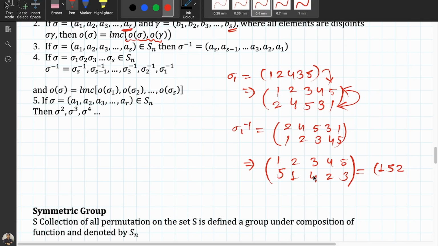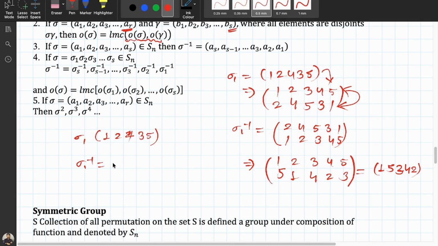wait, 1 goes to 5, and then 5 goes to 3. Yes, sorry. And then 3 goes to 4. Yes, 4 goes to 2, and 2 goes to 1. Now just see, it is something like 1 5 2 4 3. This is your sigma 1.